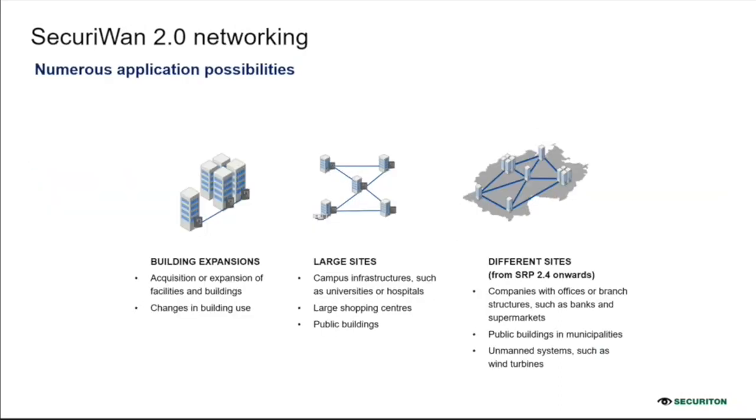Here we see an example of SecuriWan networking. For example, we can connect different buildings together where we have different panels. We can cover large sites, for example a campus, university, larger shopping centers, public buildings. And lastly, we can also cover different sites. That means if you have a company with different branches, we can make a connection through the panel using the existing connection, and so we can spread information through the network.